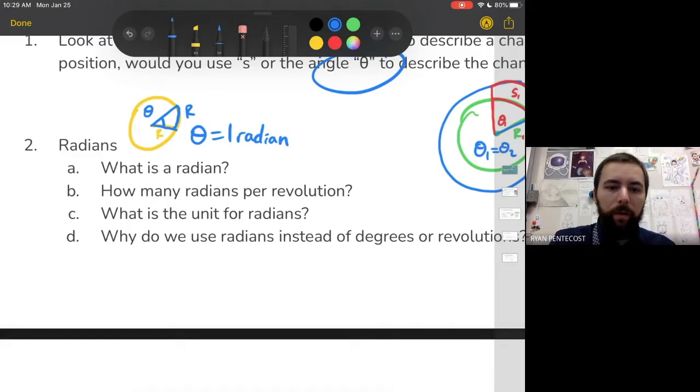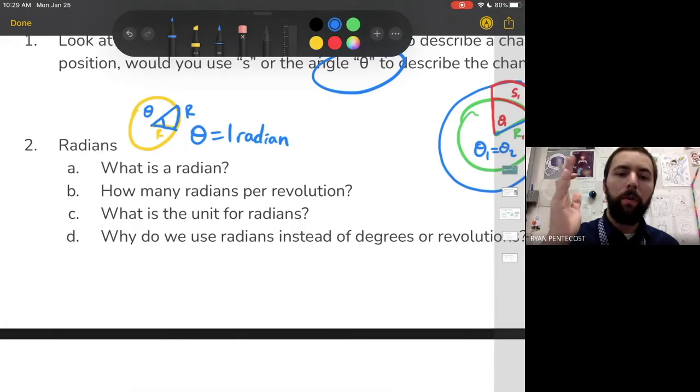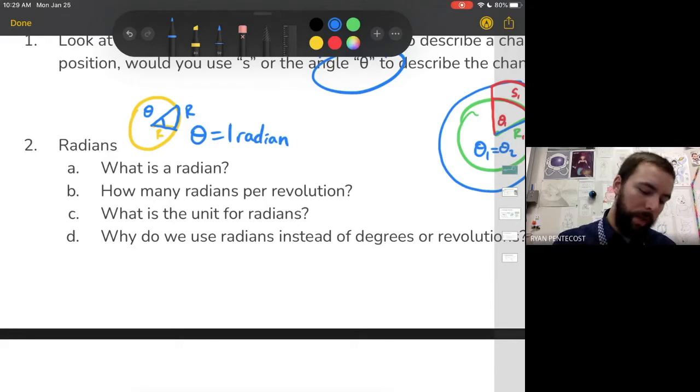The reason we use radians, well, that's jumping ahead. So that's what a radian is. That is the angle that you make if you were to take the radius of a circle and use that as an arc length along the circumference. The angle you make there is 1 radian.